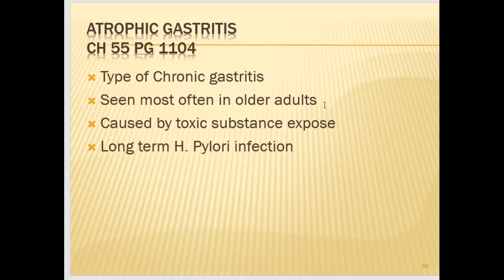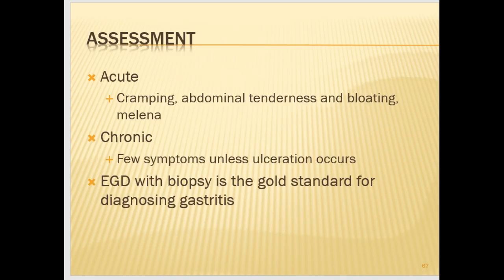So here's our last one. It's kind of like a type of chronic gastritis, really. It's seen most often in an older population. It's caused by toxic exposure. And then sometimes with H. pylori, the doctors will put the patients on antibiotics, it'll resolve, and then it comes right back. So here are some of our assessments that we will see among our patients. For chronic gastritis, EGD with biopsy is the gold standard for diagnosing gastritis. They go down and they see inflammation, irritation, all those things with the endoscopy.